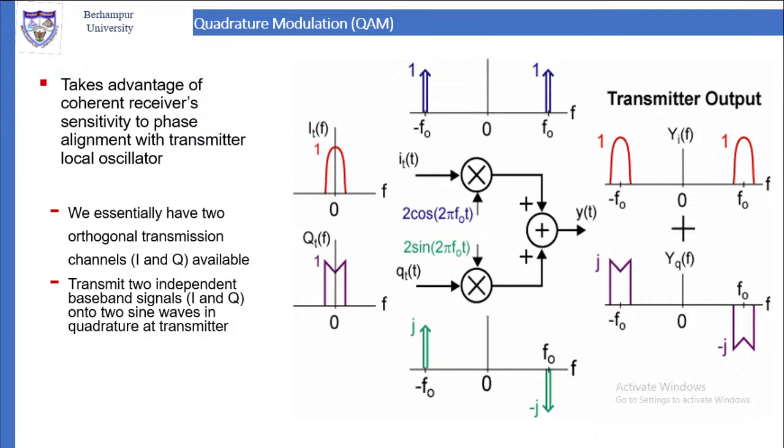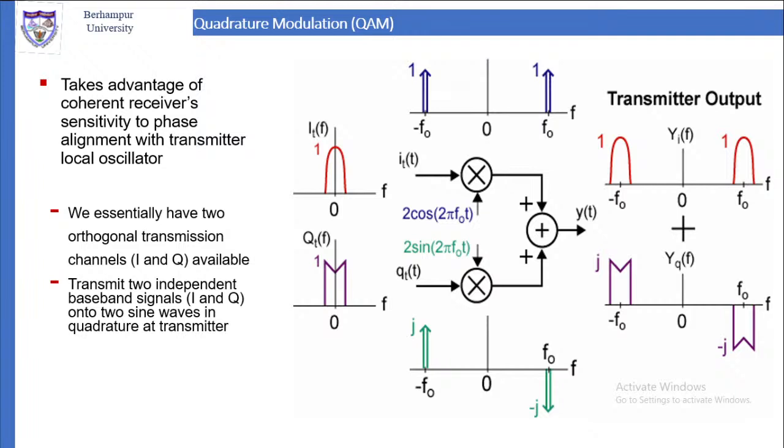This will transmit two independent baseband signals, one in I, one in Q. Because I and Q are at 90 degree phase difference, using Q we cannot get I, and using I we cannot get Q. Because I will be 0 through Q. If you receive I through Q, it will be 0, because of the 90 degree phase difference. Through I, if I receive Q, again there is a 90 degree phase difference, so that will also be 0. So we can use two signals simultaneously. We can transmit two different signals whose phases are 90 degree different. So we can transmit two independent baseband signals I and Q onto two sine waves in quadrature at the transmitter.